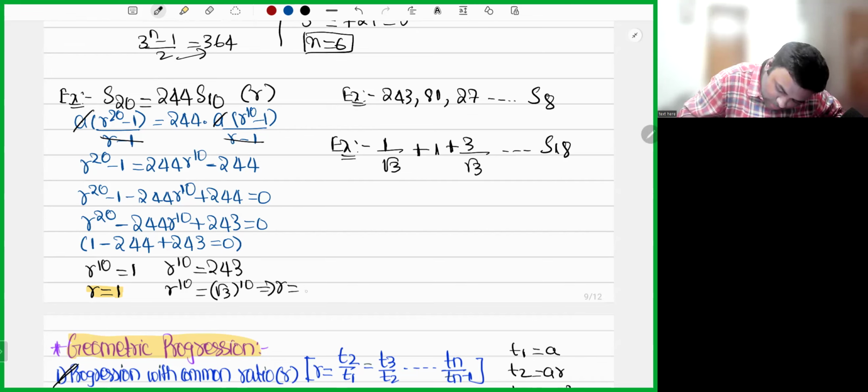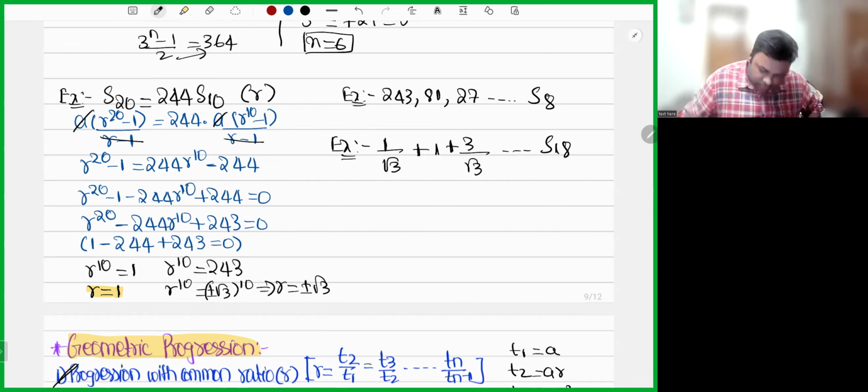R will be equal to plus or minus root 3. Be careful, it's not just root 3, it must be plus or minus root 3. However, look in the options. If there is only plus root 3, you can keep plus root 3. If there is only minus root 3, you can keep minus root 3. So R is equal to plus or minus root 3.